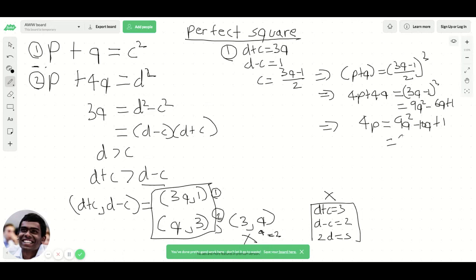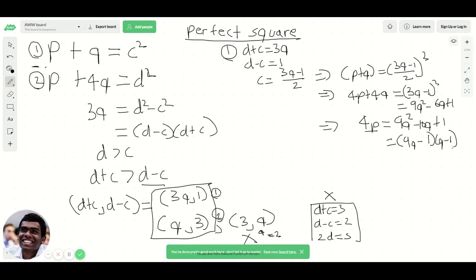We should factorize this again, because we see a 4p and we want it to be some product of two things, in the same way we saw that 3q was a product of two things. So we can factorize this, and it becomes (9q minus 1) times (q minus 1).